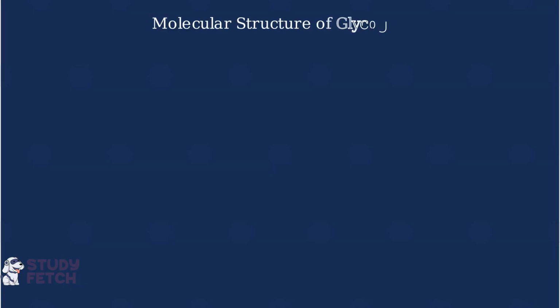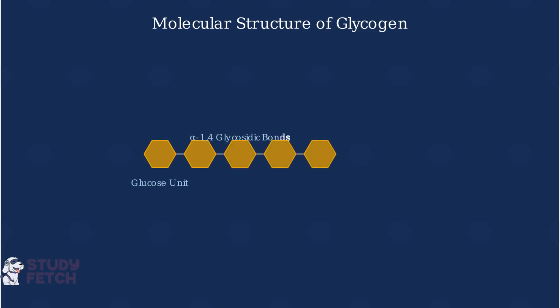Glycogen has a complex branched structure that allows for efficient glucose storage and release. The basic building block of glycogen is glucose, which forms a compact hexagonal structure. In glycogen, glucose units connect through alpha-1,4 glycosidic bonds to form linear chains.